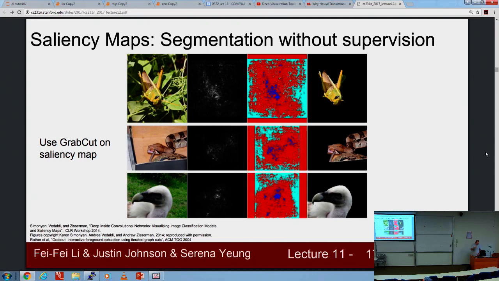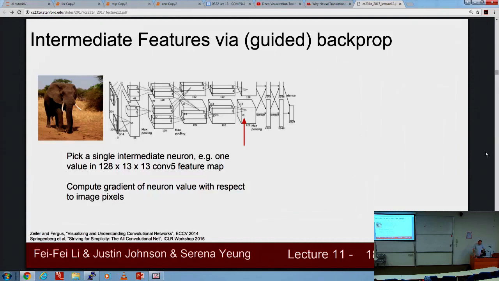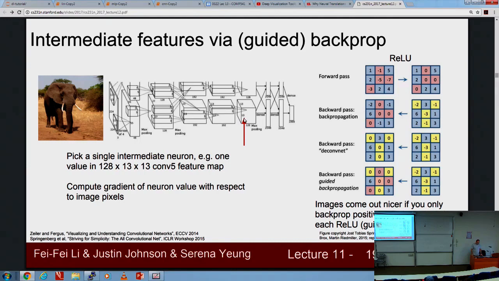Now, this was for the class probabilities. We can apply the same thing to intermediate neurons. Instead of picking one of the neurons at the end, which represents a class, we pick one of the neurons in the middle, and we calculate gradients based on that. What does that tell us? That tells us what pixels in the image are most effective in changing the value of this neuron. When we do that, there are also some tricks that people use. If you just use raw gradients, you don't get very good results, I guess.